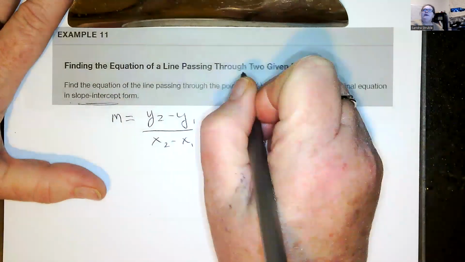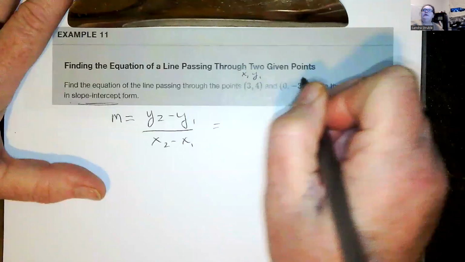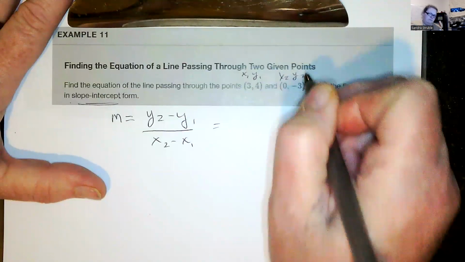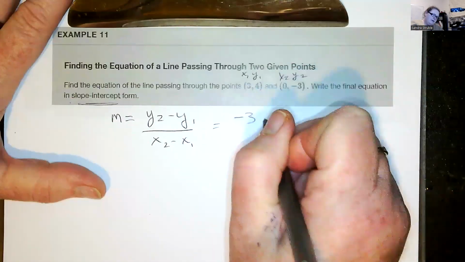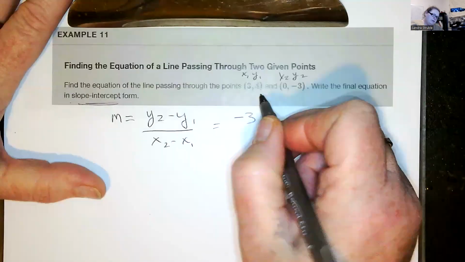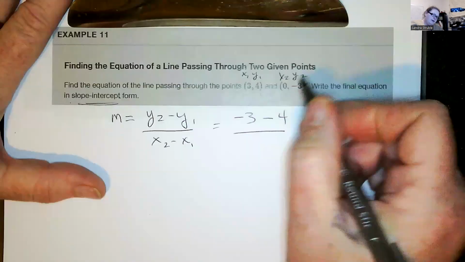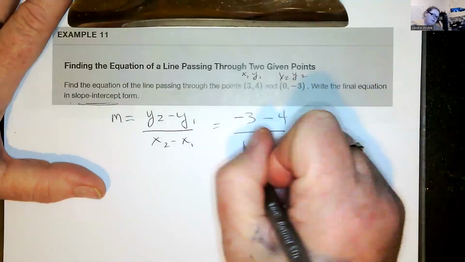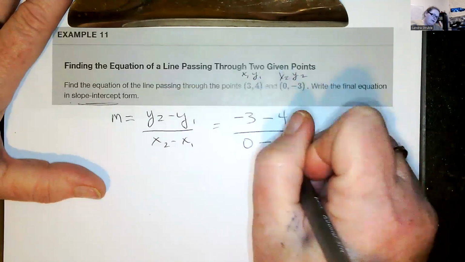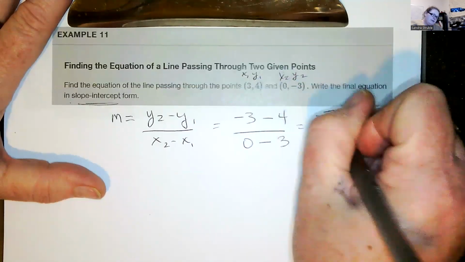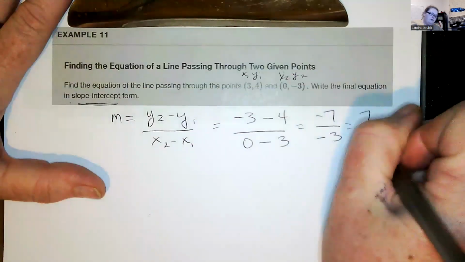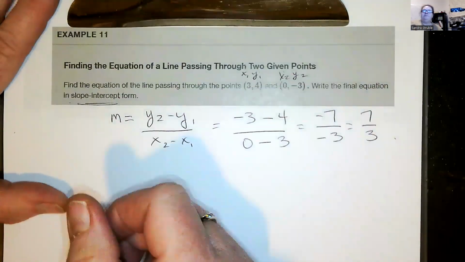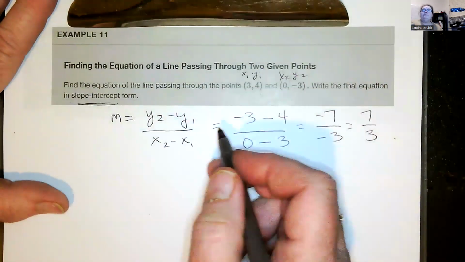I'm going to label them x sub 1, y sub 1 and x sub 2, y sub 2. So y sub 2 is negative 3, minus y sub 1 is 4, over x sub 2 is 0 minus 3. So that's negative 7 over negative 3, which is just 7/3. I'm just going to leave it in that format.